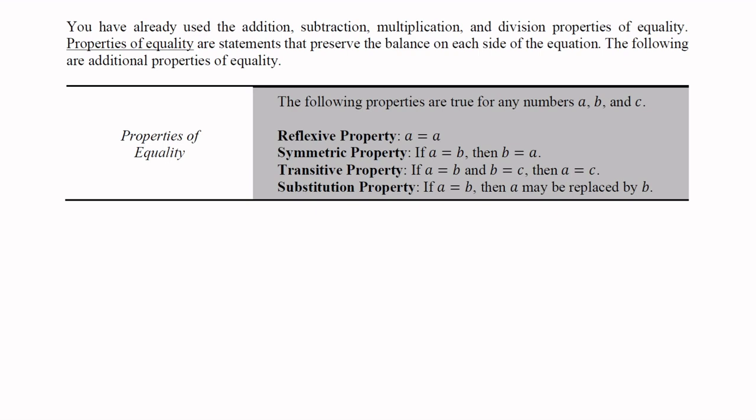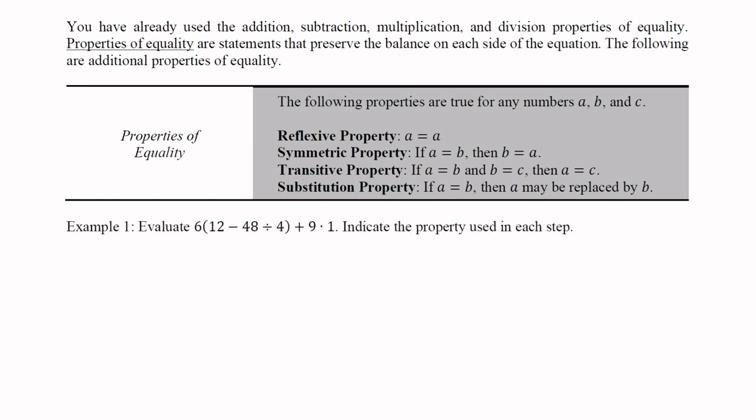The symmetric property states that if a equals b, then b equals a. It doesn't matter which side is which when you have an equation. You can flip the sides of the equation and it's still true. The transitive property states that if a equals b and b equals c, then a equals c. Because if b is equal to both of them, then they have to be equal to each other. And then finally, the substitution property states that if a equals b, then a may be replaced by b.